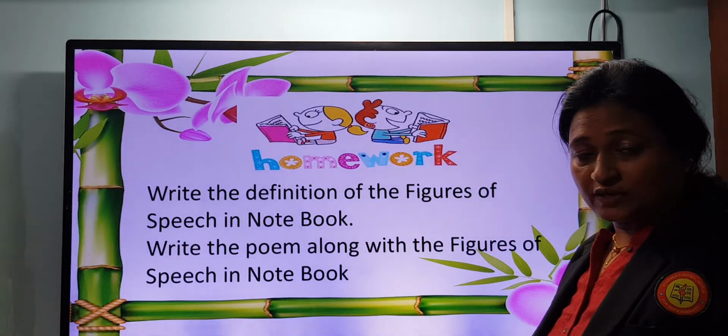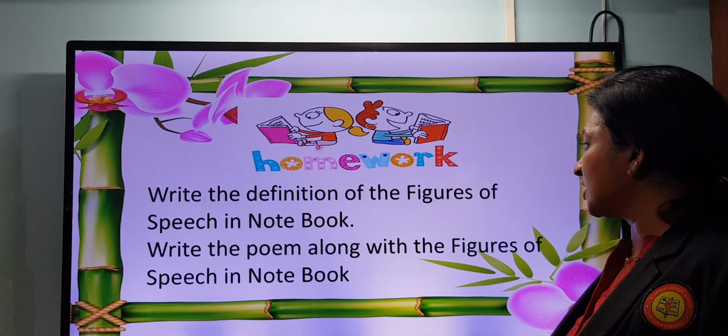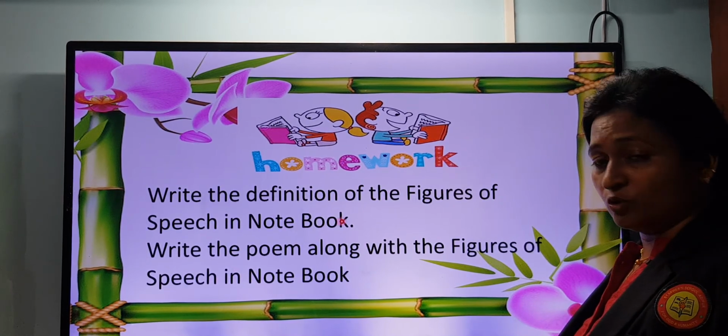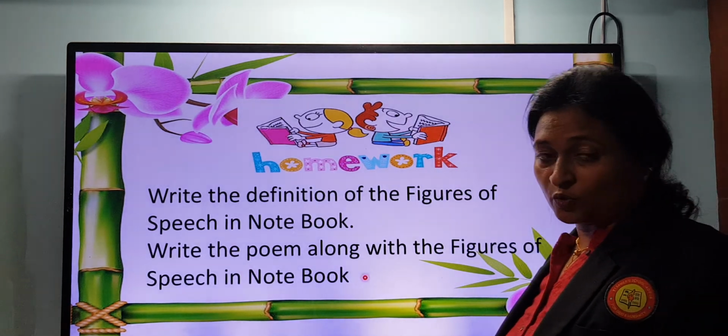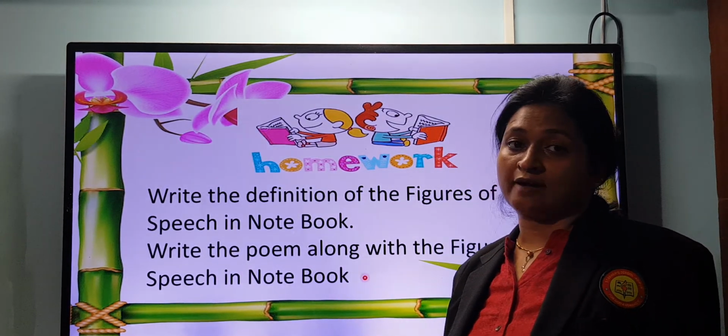So that's the end of figures of speech. Write the definitions of the figures of speech in the notebook. Write the poem along with the figures of speech in the notebook. Poems, figures of speech also you have to write.